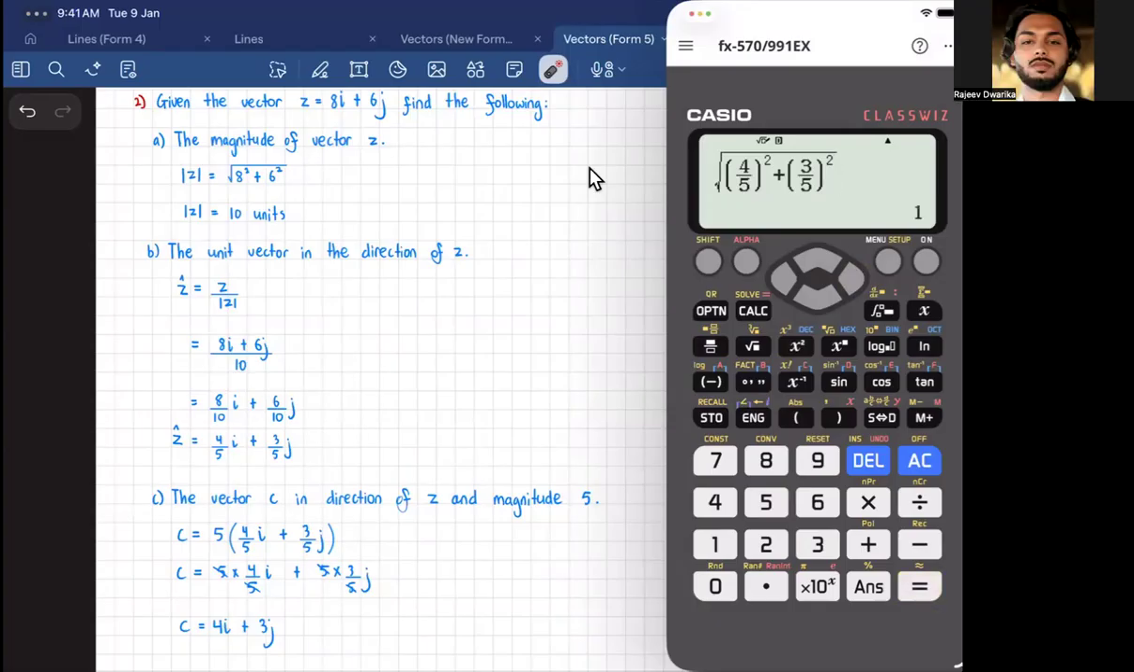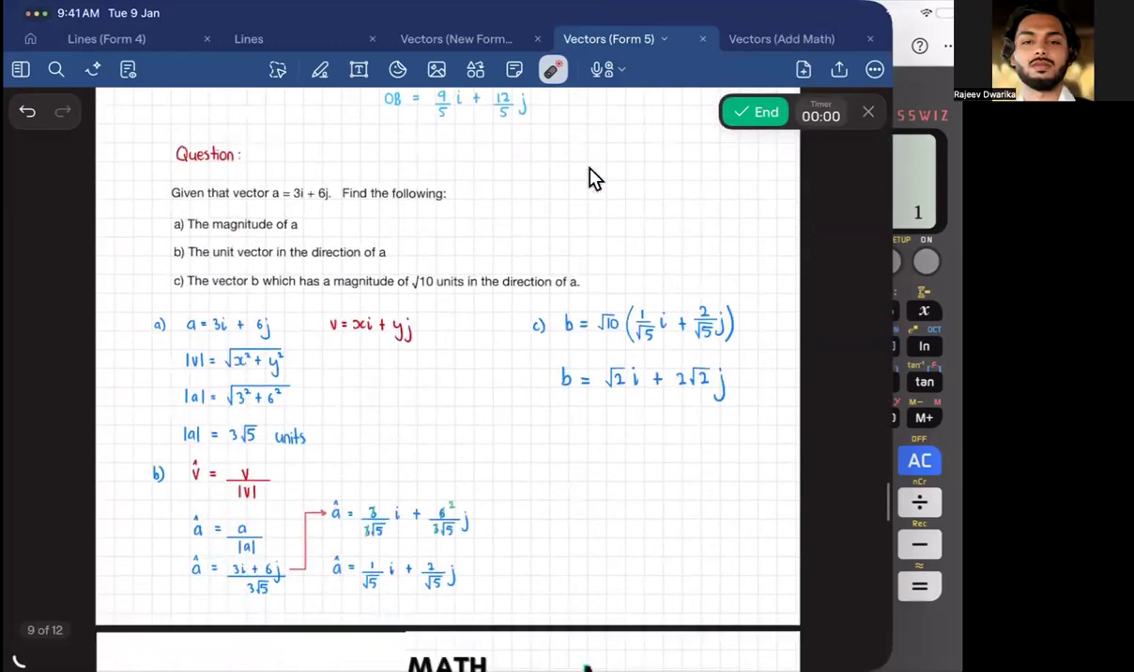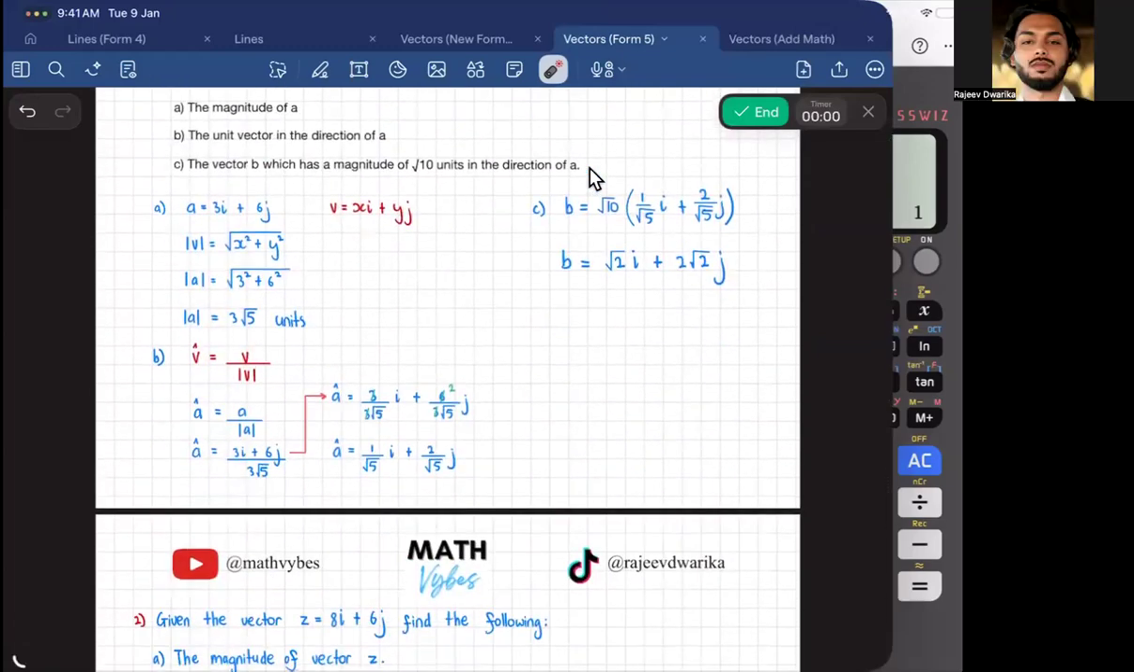So think about it. If this has a length of 1 and is in the same direction as z, and I want a vector in the same direction as z but with a length of 5, wouldn't I just multiply this by 5? Because it has a length of 1. Yeah.